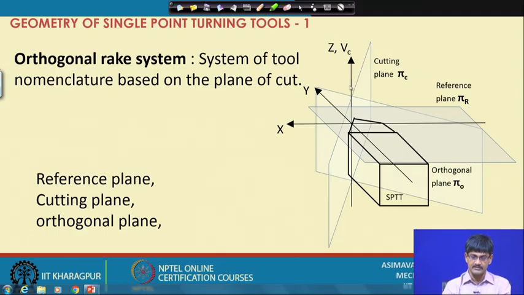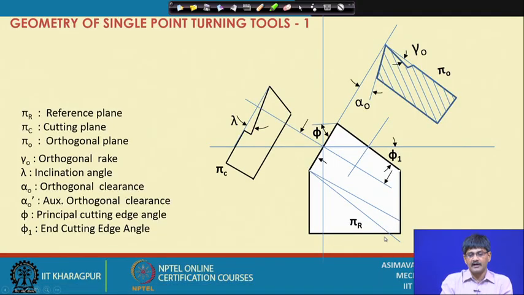The cutting plane contains the velocity vector and the cutting edge, and the orthogonal plane is perpendicular to the reference plane and perpendicular to the cutting plane. So, we have these definitions: reference plane, cutting plane, orthogonal plane. And let us see how the sections come out to be in that case. The sections, I mean the angles.